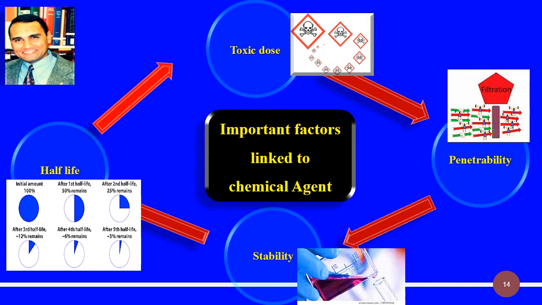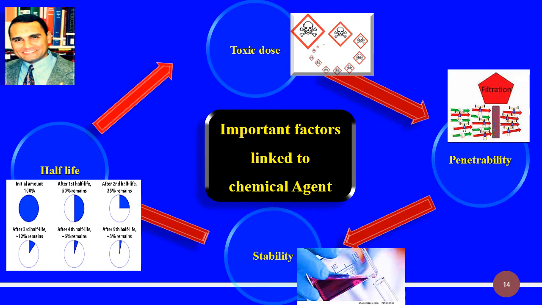Important factors linked to chemical agents. Toxic dose: a toxic dose means the degree to which a chemical substance or a mixture of these chemical substances can damage the host or some organs in this host. Penetrability means the susceptibility of being penetrated or passed through a partition, and this is used for chemical materials.